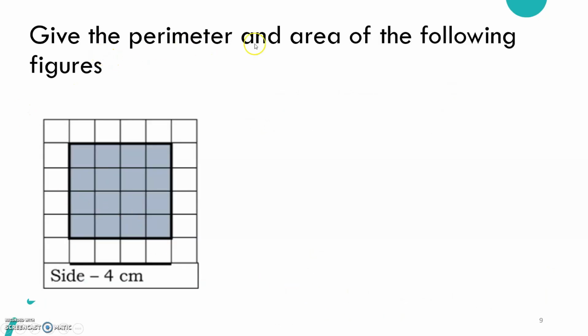Now, give the perimeter and area of the following figures. So, we have figure 1, and the one side measures 4 centimeters or 4 units. So, what do you think is the perimeter and the area? So, sa perimeter, bibilangin natin yung space sa paligid niya. So, we have 1, 2, 3, 4, 5, 6, 7, 8, 9, 10, 11, 12, 13, 14, 15, 16. So, ang perimeter niya ay 16 centimeters.